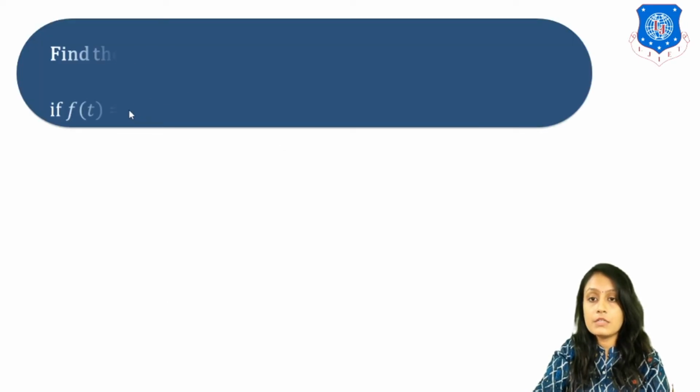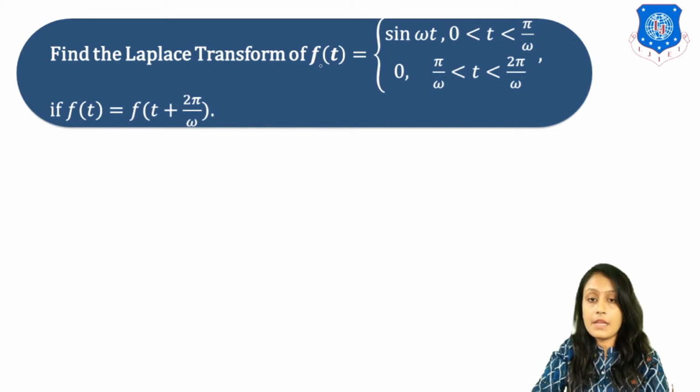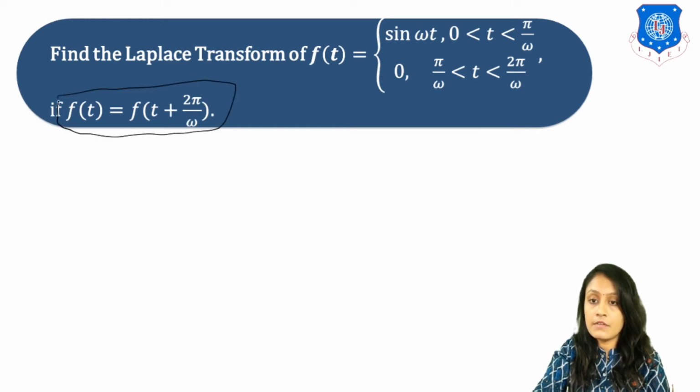Okay, now let's solve one example. Find Laplace transform of f of t. Function is given in two parts, that is sin omega t between 0 to pi upon omega and 0 between this interval. Okay, and it is given that f of t is equal to f of t plus 2 pi upon omega. So this type of condition is given in the question. Okay, so this is a periodic function condition. Now from this we will write the period. So what is the period p? It is 2 pi upon omega.